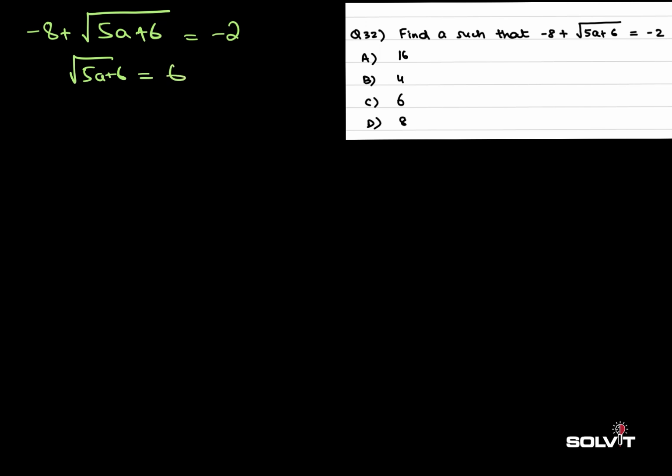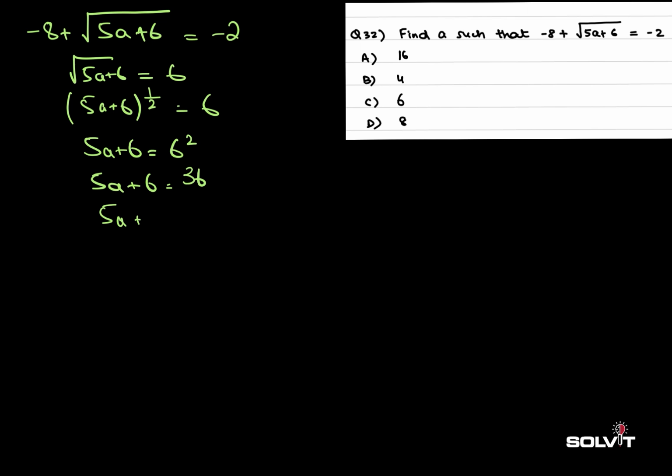Then I can also write this root as the power of 1 upon 2 because it's a square root. And why is it necessary? Because I need to move this power to the other side of the equal to. That means it is going to reciprocate as well. So 5a plus 6 equals 6 square. Then it's going to become 5a plus 6 equals 36. Then 5a equals 36 minus 6. Then it's going to become 30 over 5, which is 6. So the answer is going to be C.